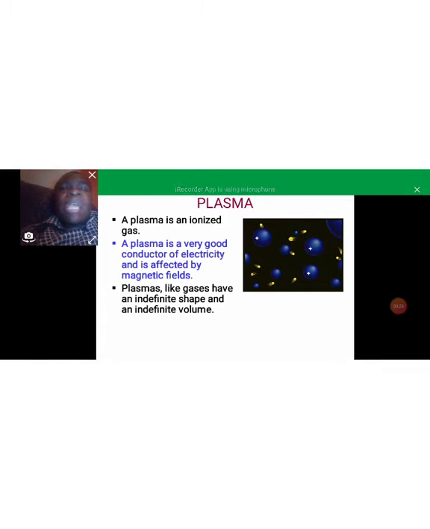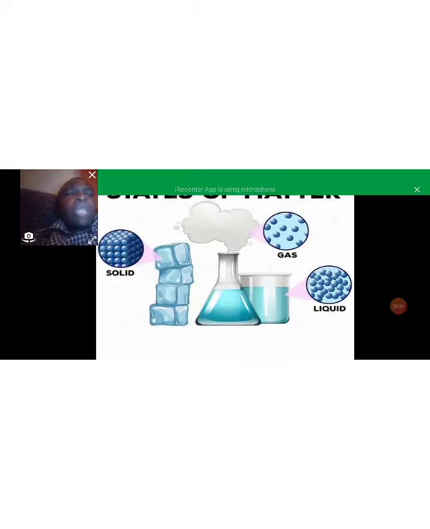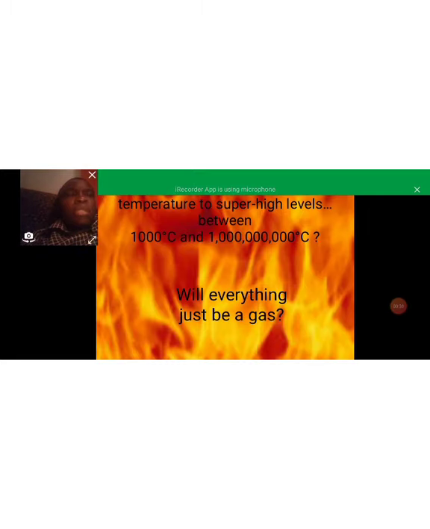A plasma is like gas that doesn't have a definite shape and a what? And a definite volume. And take note, look at this. Solid, liquid, and what? And gas.